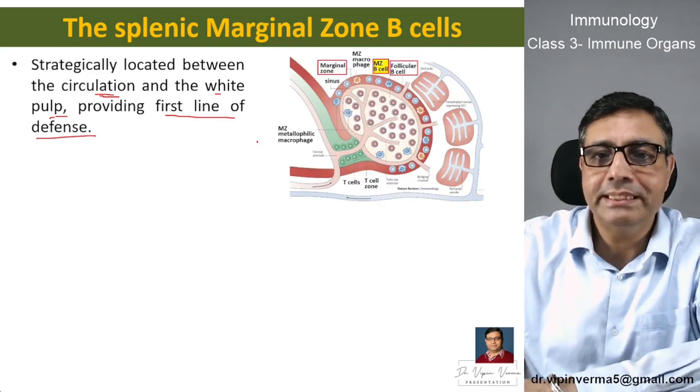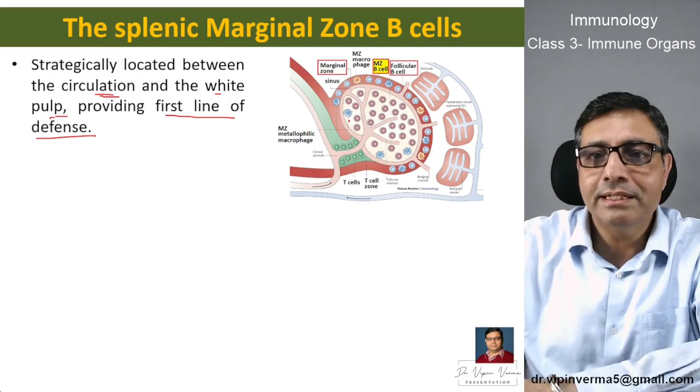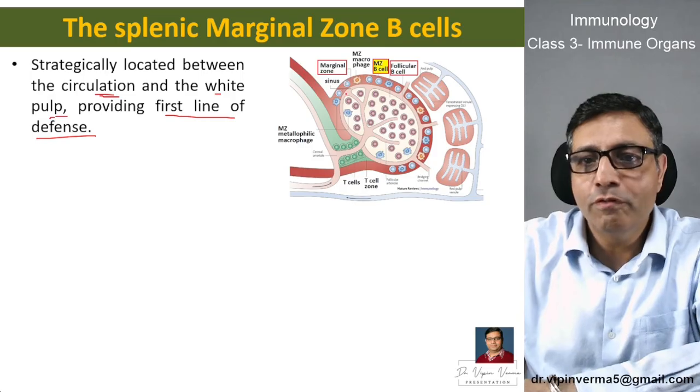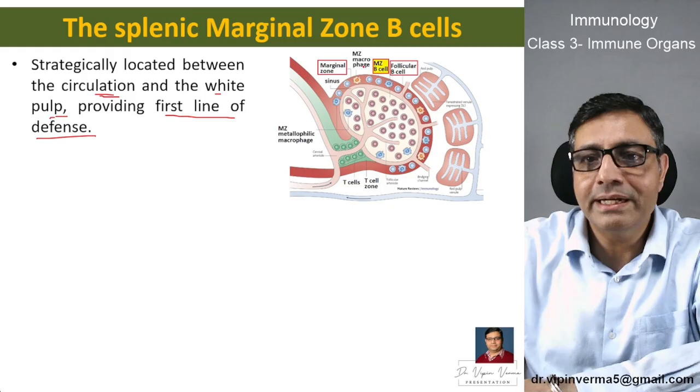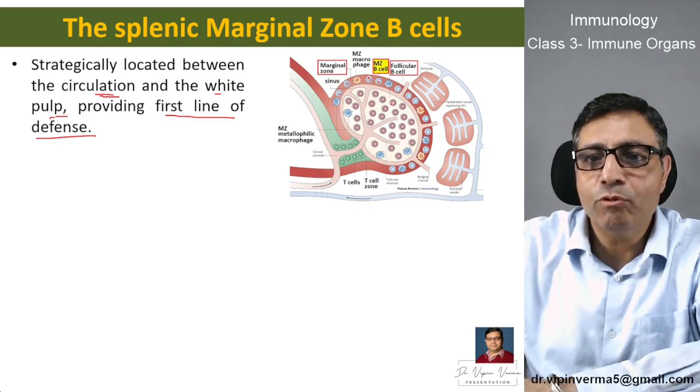So in the picture you can see this is the marginal zone, all right? And on the marginal zone you will find the B cells. This sky blue color, these cells are the marginal zone B cells. While in the follicle we have the regular B cells. This purple color are the regular B cells.